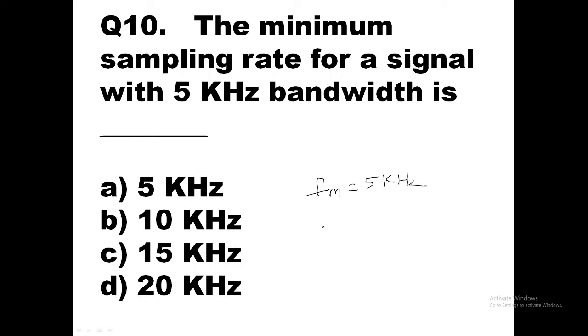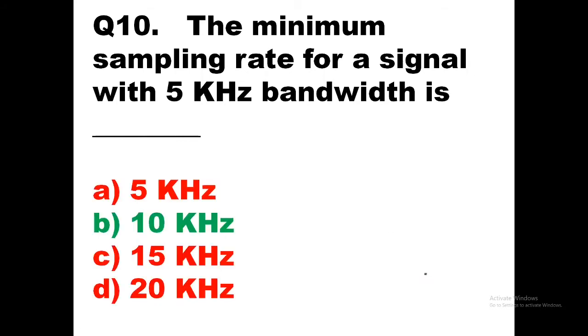Now you want to know what is the minimum sampling rate. So minimum sampling rate will be equal to twice into Fm. So this is nothing but twice into 5 kilohertz. This is nothing but 10 kilohertz. So the answer has to be 10 kilohertz here. So option B will be your answer. The minimum sampling rate for a signal with 5 kilohertz bandwidth is 10 kilohertz. Okay, then we'll go to the next question.